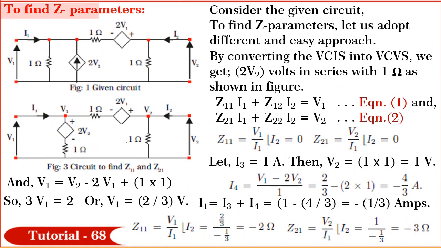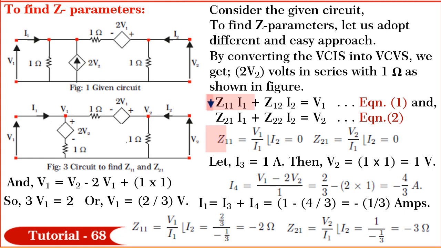Friends, to find Z parameters, consider the given network shown in figure. This time I will introduce to you a different and easy procedure. Let's first convert the voltage controlled current source which is in parallel with 1 ohm into a voltage controlled voltage source. By converting it, we get 2V2 amperes into 1 ohm equal to 2V2 volts in series with 1 ohm as shown in figure.